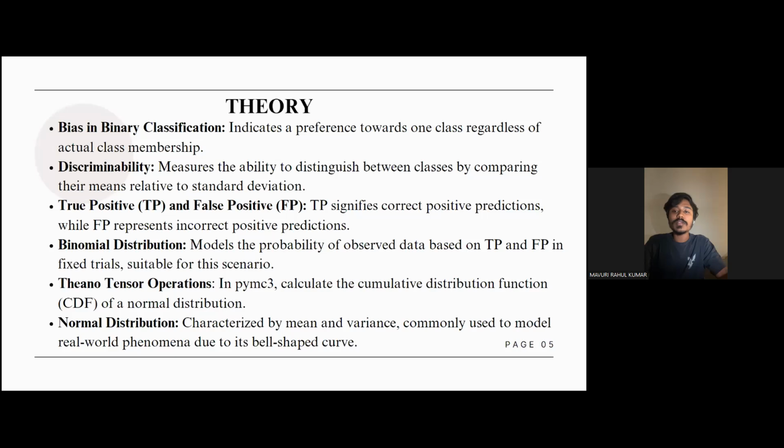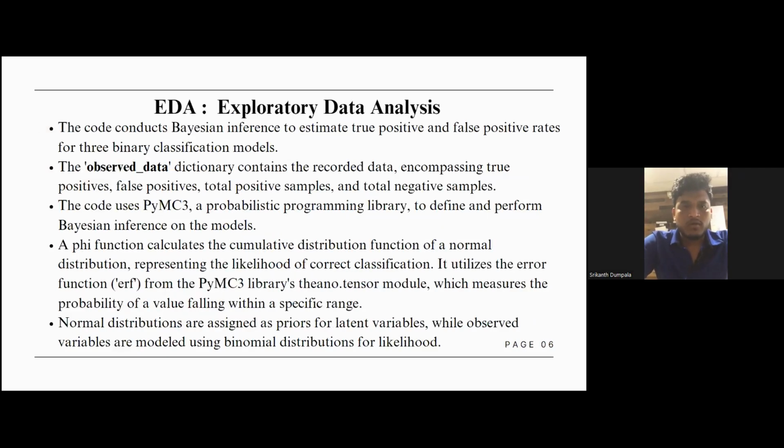Fitting this scenario well, Theano tensor operations in PyMC3 enable the calculation of the cumulative distribution function of a normal distribution. The normal distribution, characterized by mean and variance, is commonly used to model real world phenomena due to its bell-shaped curve. So when coming to the code part, we are using Bayesian inference to estimate the true positive and false positive rates for these models.